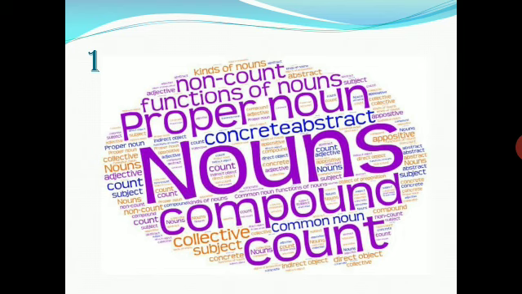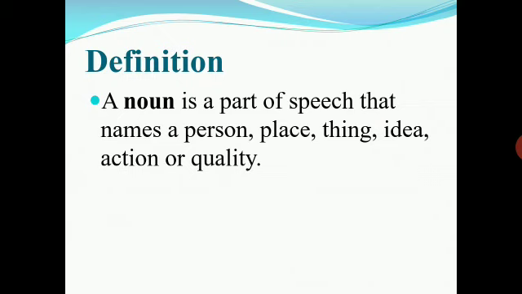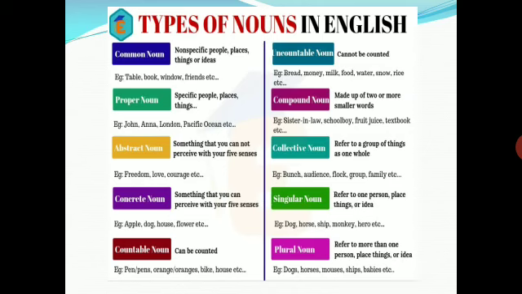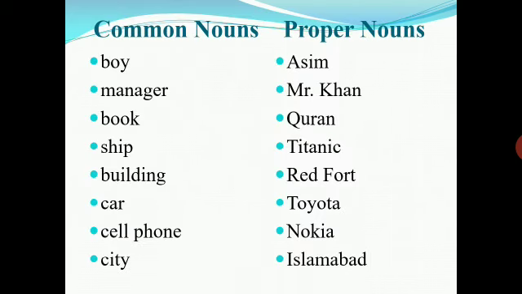First we have noun. A noun is a part of speech that names a person, place, thing, idea, action or quality. These are a few examples of nouns. There are at least 10 types of nouns. They are common nouns, proper nouns, abstract nouns, concrete nouns, countable nouns, uncountable nouns, compound nouns, collective nouns, singular and plural nouns.